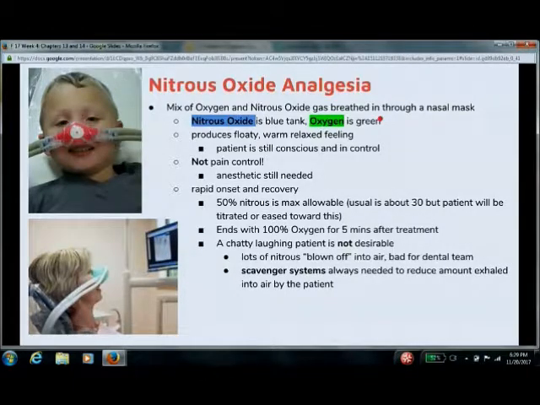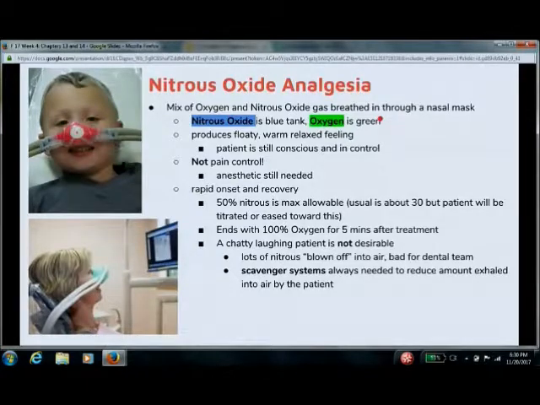So once a patient has nitrous oxide, oxygen, analgesia hooked up, they still are going to need the injection. So what does this do then? It helps them feel better about the injection, which is why it's wonderful for kids. 50% is the max allowable on the nitrous, and we always end with oxygen. Before we start with oxygen and we end with oxygen, so 100% oxygen. So the patient is back to their normal self in 5 minutes. That's the other beauty of laughing gas, it does not stick around.